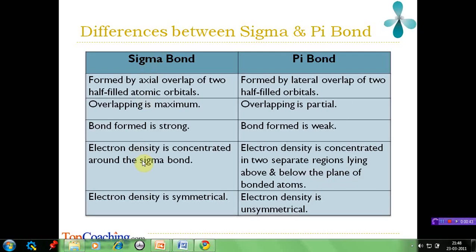Now, electron density is concentrated around the sigma bond, that is along the line which connects the nuclei of the two overlapping atoms, whereas the electron density in pi bond is concentrated in two separate regions, as we saw in the diagram as well, which lie above and below the plane of the bonded atoms. The electron density is symmetrical for sigma bonds, whereas for pi bond it is unsymmetrical.